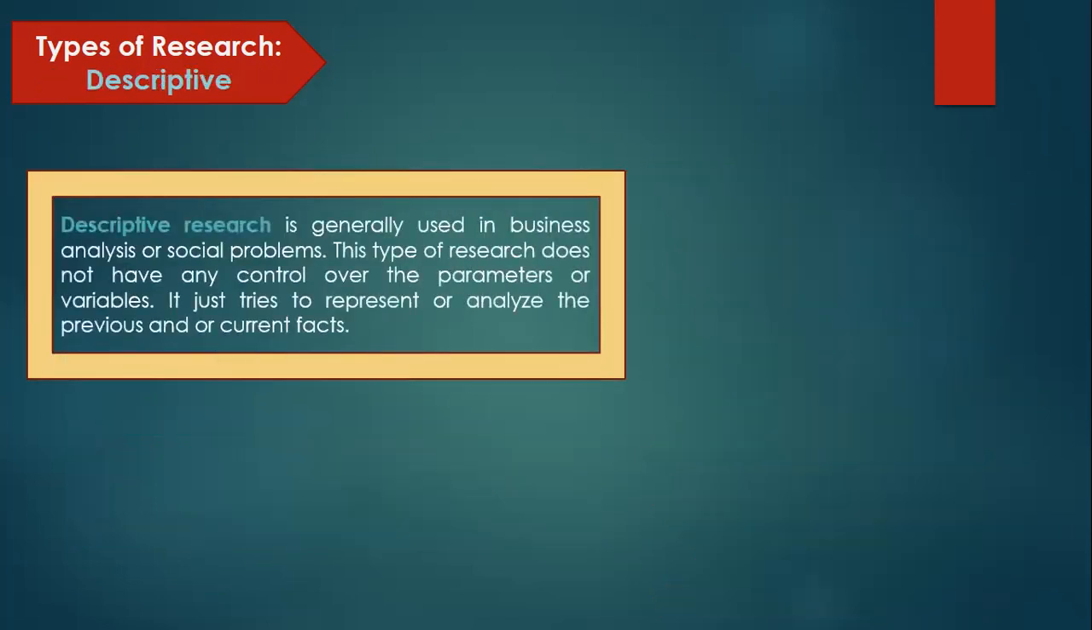The third one, we have descriptive research. Okay. Descriptive research, by definition, is generally used in business analysis or social problems. This type of research does not have any control over the parameters or variables. It just tries to represent or analyze the previous and or current facts. So this is somehow related to applied research, but the application of descriptive research is mainly used in business or social analysis.